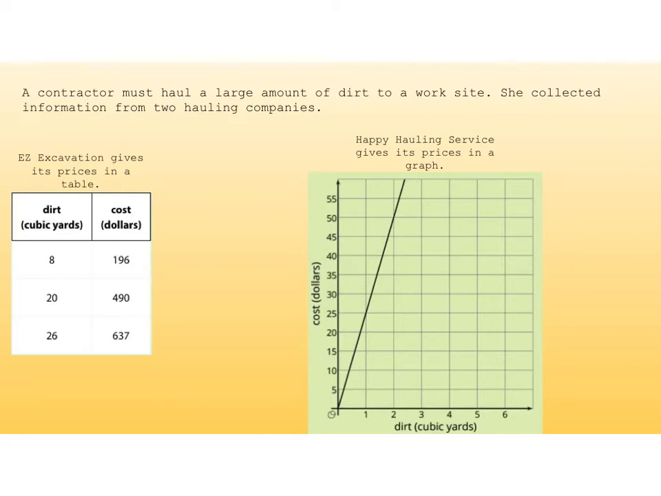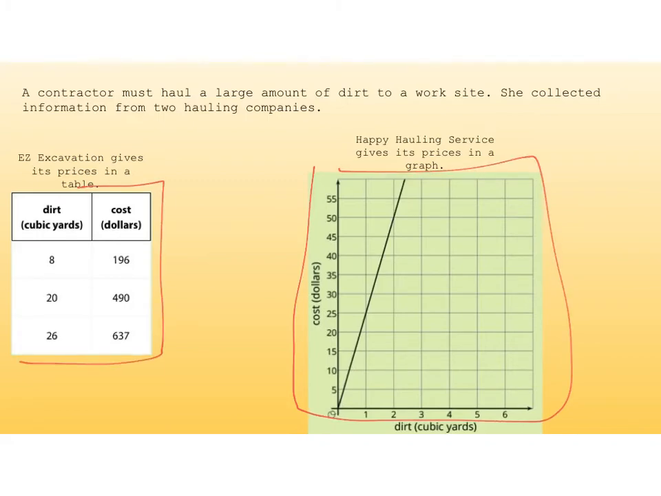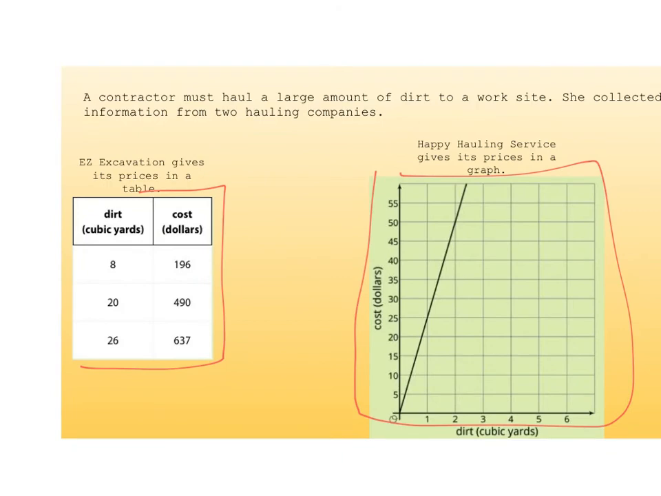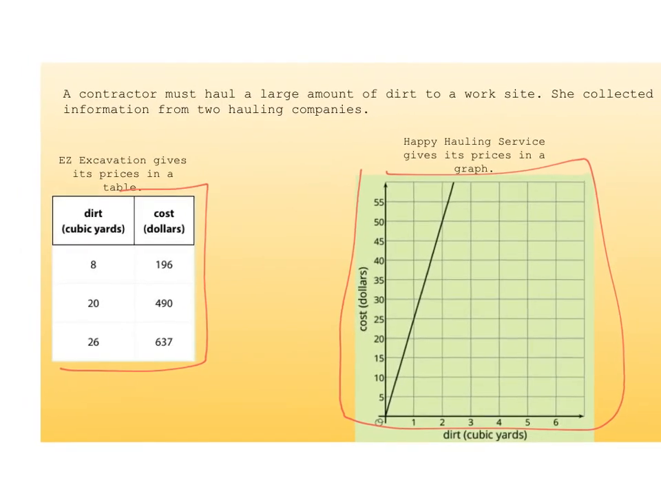Big, big, big. So here we have our graph, and we have our table. Okay. So let's take a look here. A contractor must haul a large amount of dirt to a work site. She collected information from 2 hauling companies. We have Easy and Happy. All right. Let's see here.